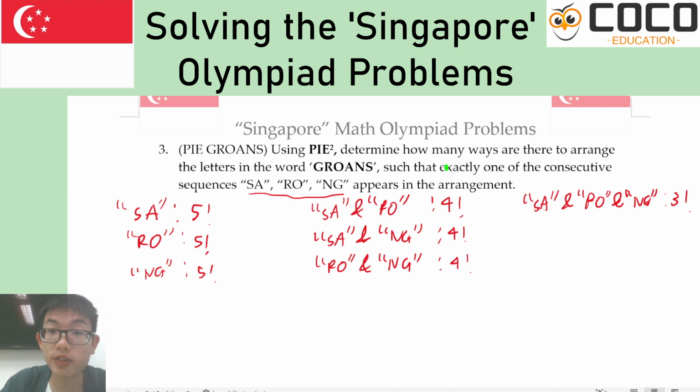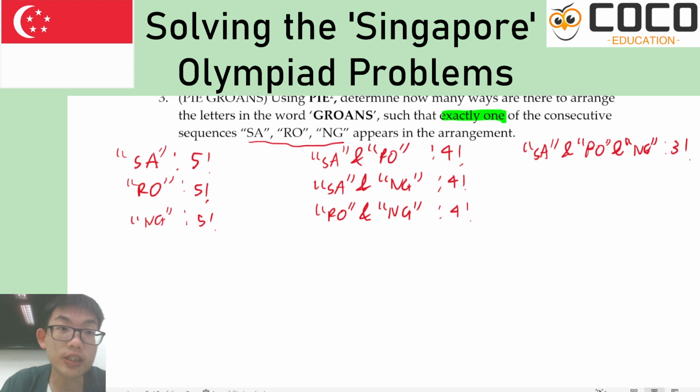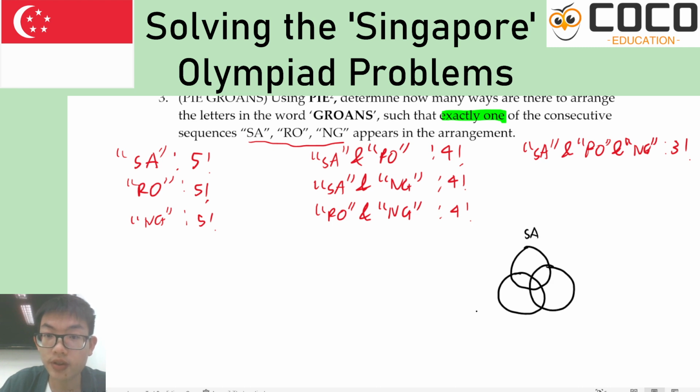Because the question asked for exactly one of these sequences. You can't use classic PIE, which means add, subtract, and add. That would be giving you at least one, not exactly one. So what I like to use is that if it's 3 things, we can use a Venn diagram, but in a very conscientious way. Which is that my target is I would like to have this region, and this region at the end.